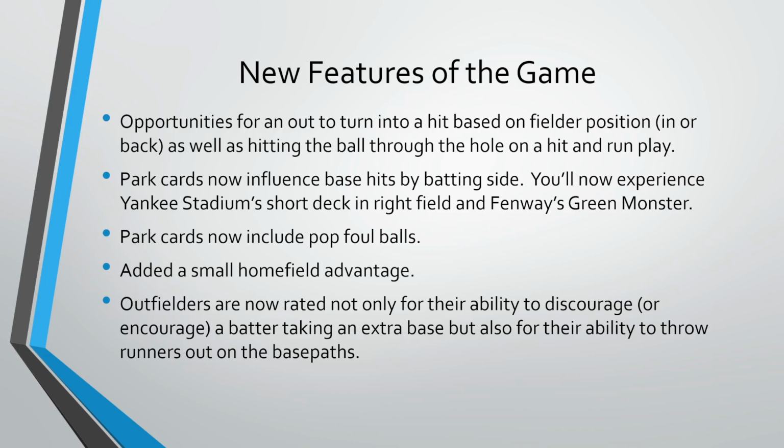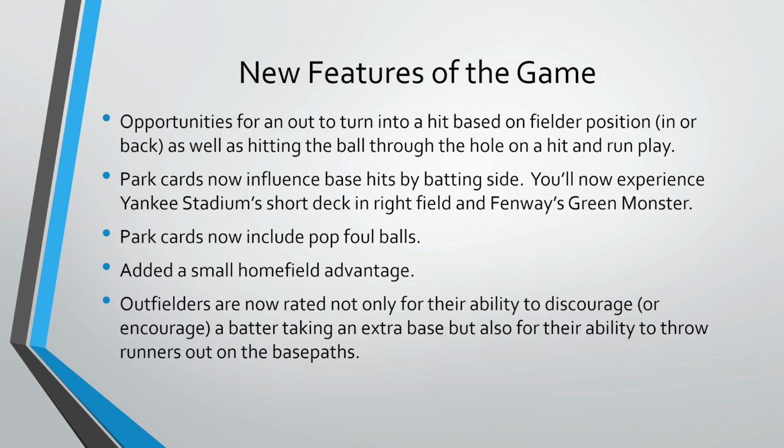Also, this is a big one. Outfielders are now rated not only for their ability to discourage or encourage a batter taking an extra base, so there's still an arm rating, but there's also an arm basically thrown out rating. So there's 2 arm ratings for outfielders now. One is for their ability to minimize going for the extra base. But the second one is like, hey, maybe they didn't minimize it, but you got a guy with a great arm who would throw out a guy. And so that's in the game engine now as well, off of one chart.